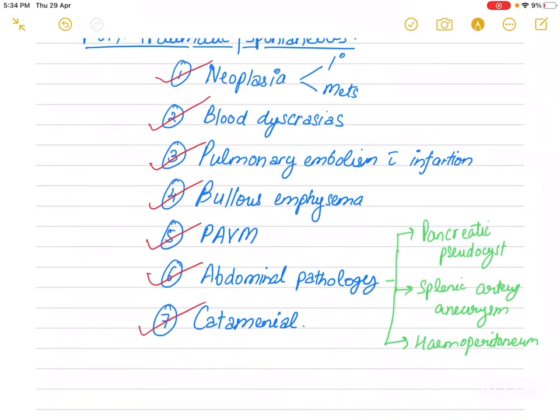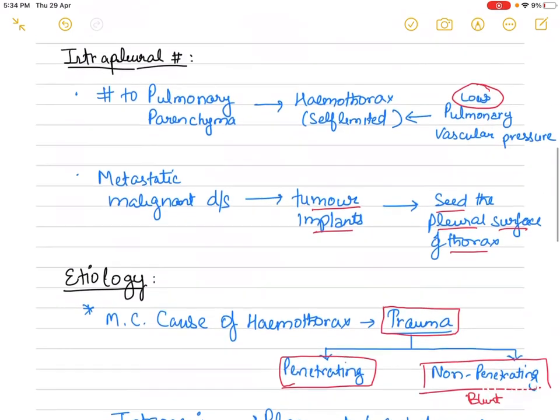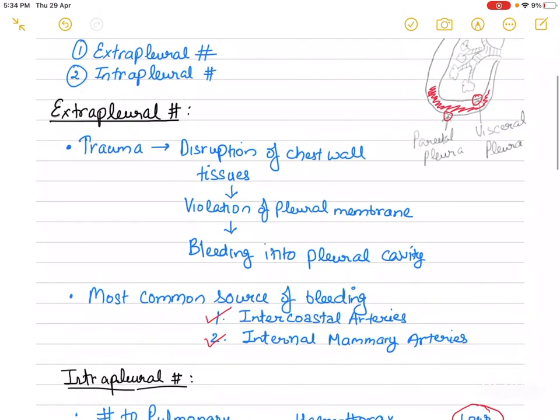Next is catamenial hemothorax. So this is pertaining to the etiology and the definition of hemothorax.